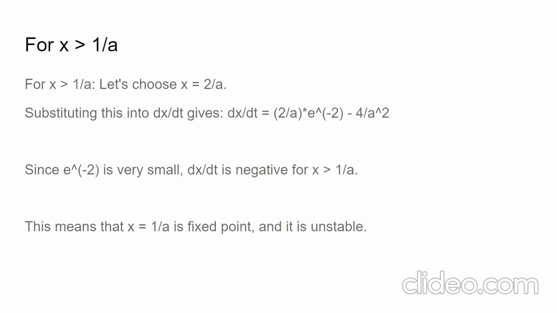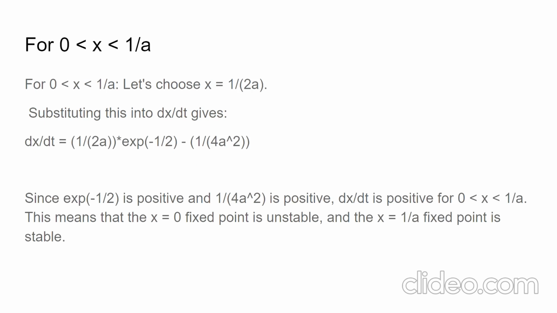Alright, so for x is greater than 1 over a, our second area here, let's choose an x value of, say, x is equal to 2 over a. By substituting this into dx/dt, our derivative, we get dx/dt is equal to 2 over a times e to the power of -2 minus 4 over a squared. Now here, since e to the power of -2 is very small, we find that our derivative dx/dt is negative for x is greater than 1 over a, which means that this point, x equals 1 over a, is a fixed point, but it's unstable.